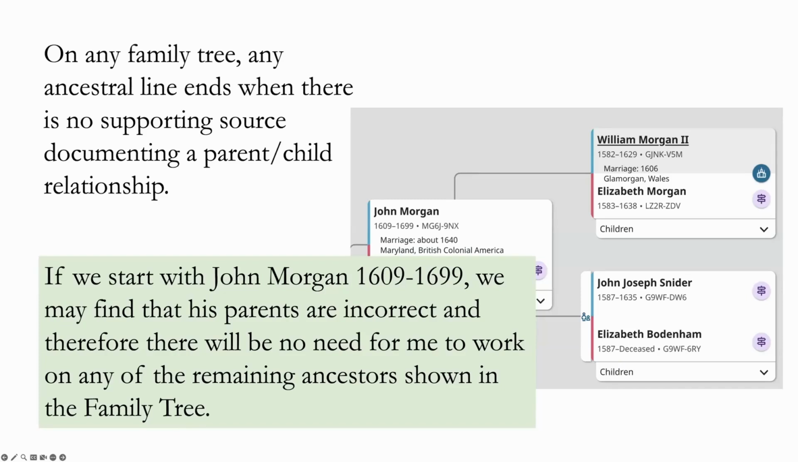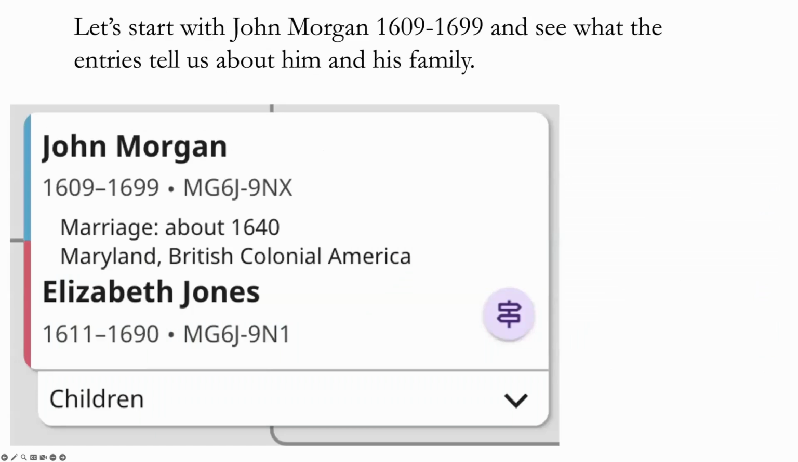The only reason I would do that is if I found that there was a valid basis for showing that this John Morgan was actually a child of William Morgan II, or well, I'm going to call him William Morgan, 1582, 1629. So that's the kind of reasoning. So let's start with John Morgan and see what the entries tell us about him and his family.